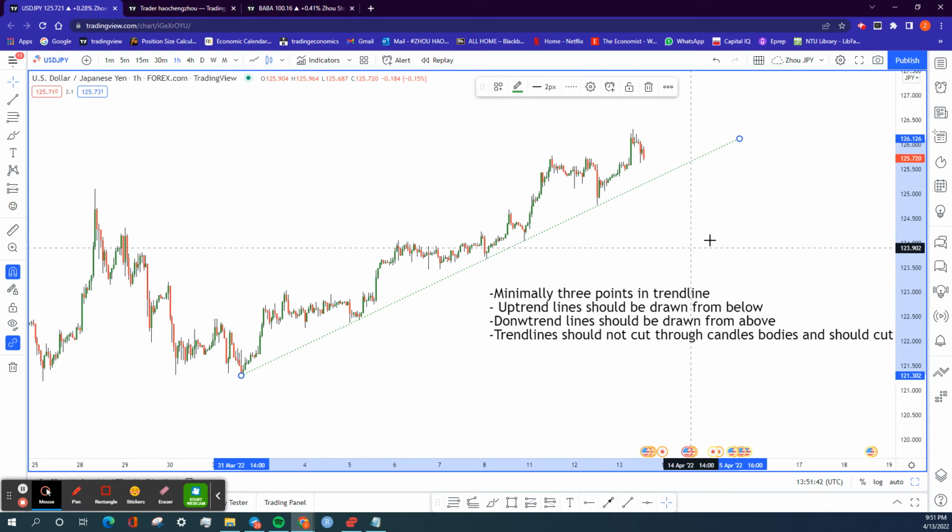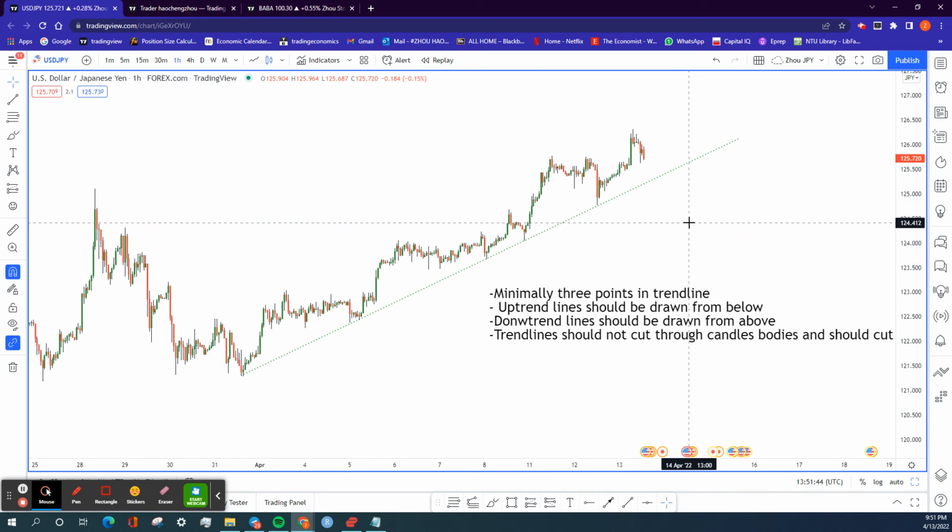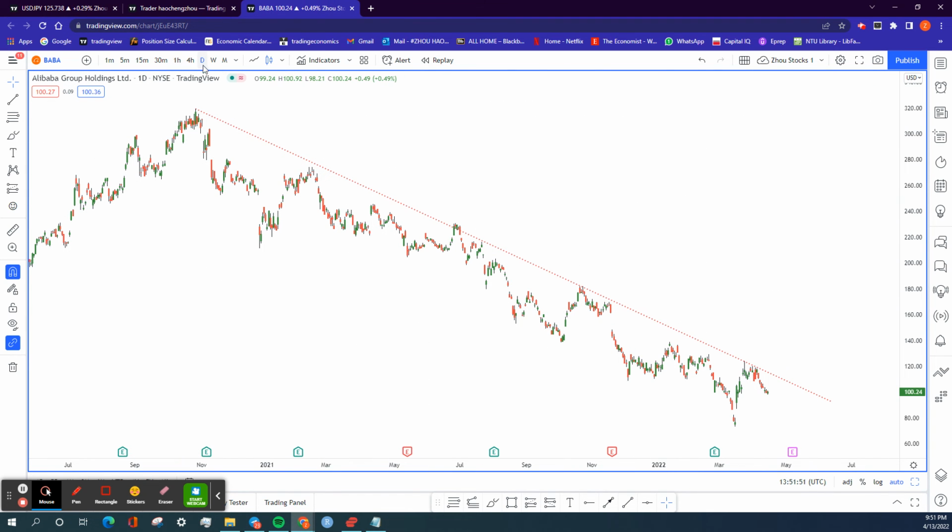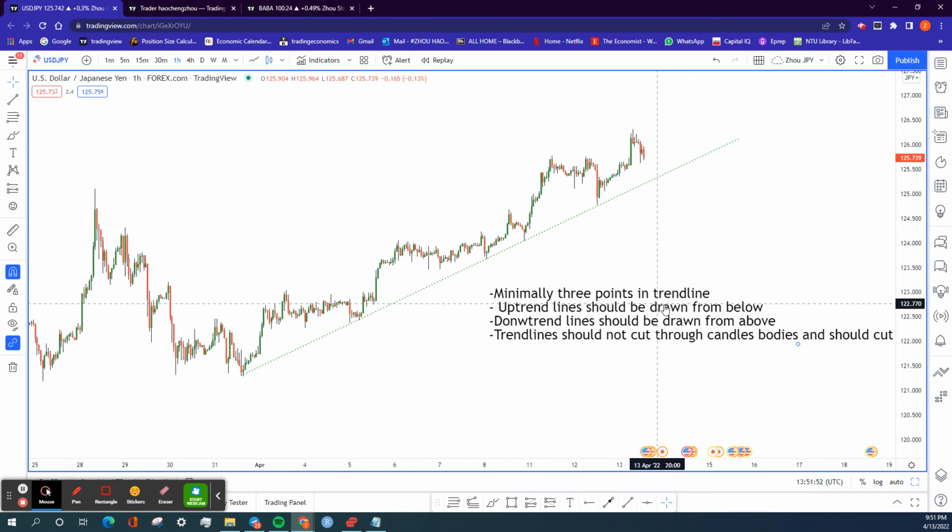And the last thing I want to touch on about trend lines is the time frame, right? So you can see that this trend line is drawn on the 1 hour time frame, while the BABA trend line is drawn on the daily time frame. So when should I draw my trend line on which time frame, you might ask? So for time frame, it depends on your time frame for trading.